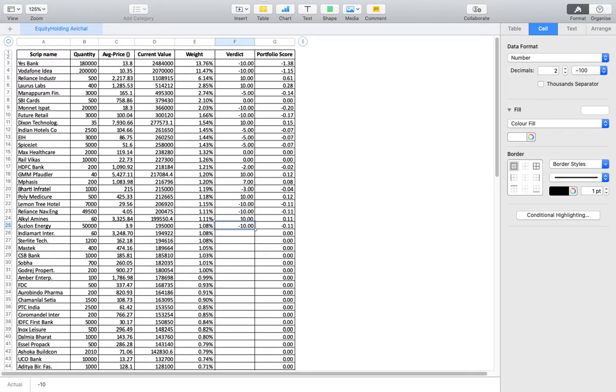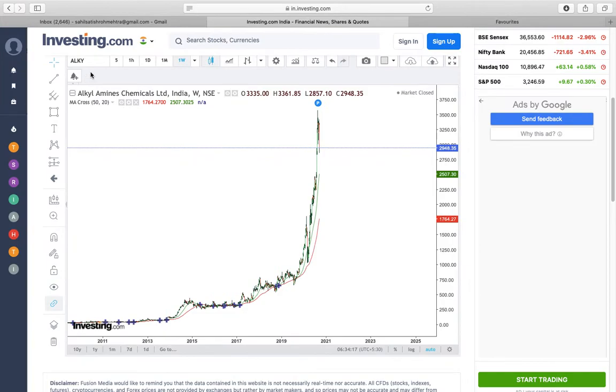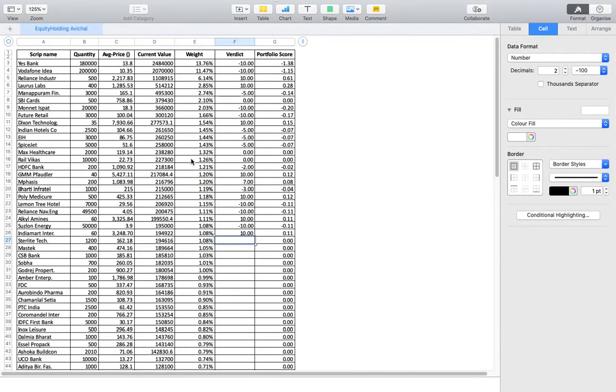Suzlon, I'm not even going to bother. It's a minus 10. IndiaMART InterMesh is a plus 10. Sterlite Tech, I think this is an exit, if I remember correctly. It's definitely an exit, yeah. So it's a minus 10. We don't want this in our portfolio.